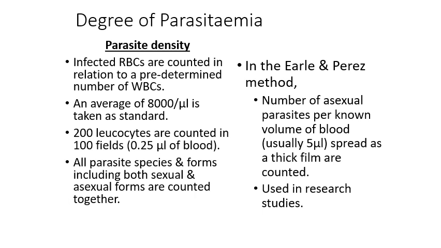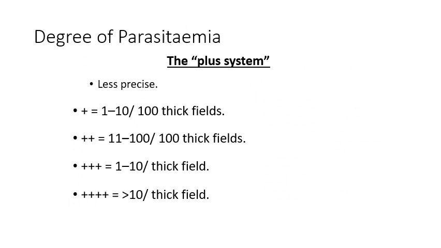Now what we do is that we count the infected RBCs in relation to the predetermined number of WBCs. Okay, so the usual predetermined number of WBCs we take is about 8,000, which is the standard. So we count 100 leukocytes in 100 fields, and then we make a comparison. So when we see 1 plus, we see about 1 to 10 Plasmodium within RBCs per 100 thick fields.